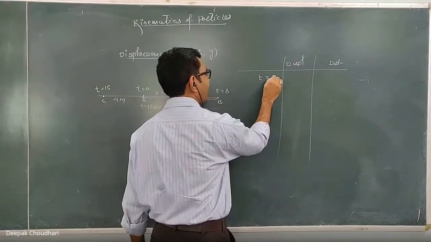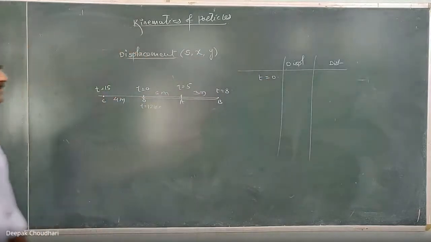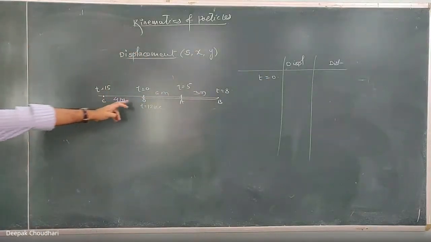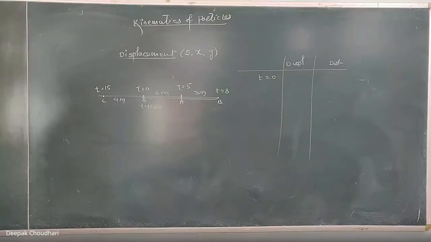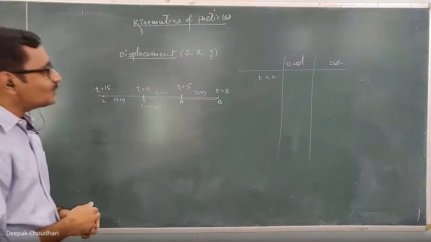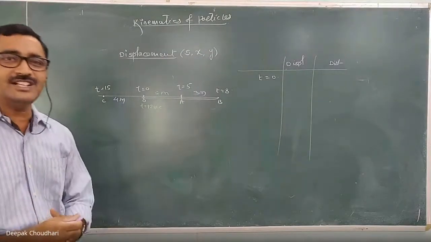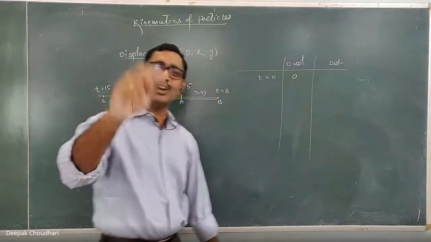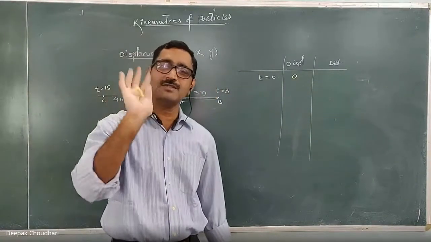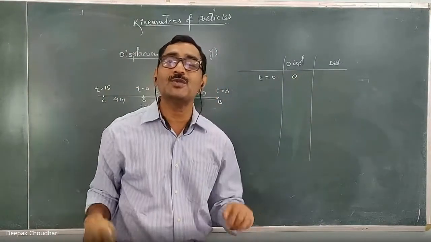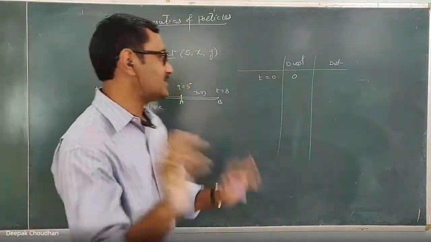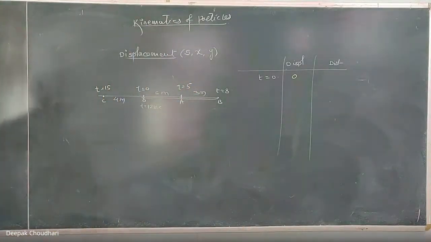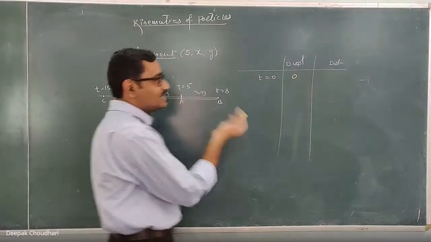Now tell me, at t equal to 0 seconds, the particle is at the origin. So when the particle is at the origin at t equal to 0, how much is the displacement of the particle? It is 0, because displacement is the shortest distance from the origin. Whenever I ask how much is the displacement, you have to tell me the shortest distance from the origin. Then at t equal to 0, how much is the distance traveled? Again 0.